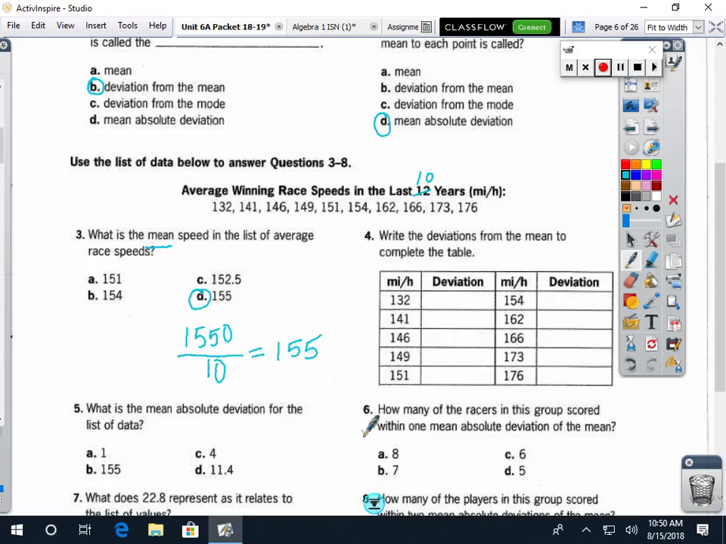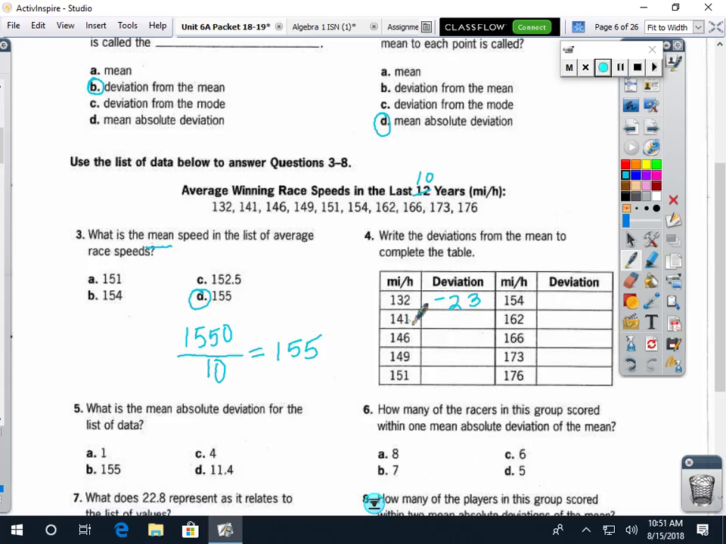The average speed of a winning race car was 155 miles per hour. Now they want us to write the deviations from the mean to complete the table. So now you're just doing the distance of each average speed from the average of all of them. So like, what's 132 minus 155? 23. And isn't it negative 23? The reason it's negative is because 132 miles per hour is slower than the average speed of 155. So that's why it's negative for right now. We'll change it in a few minutes.